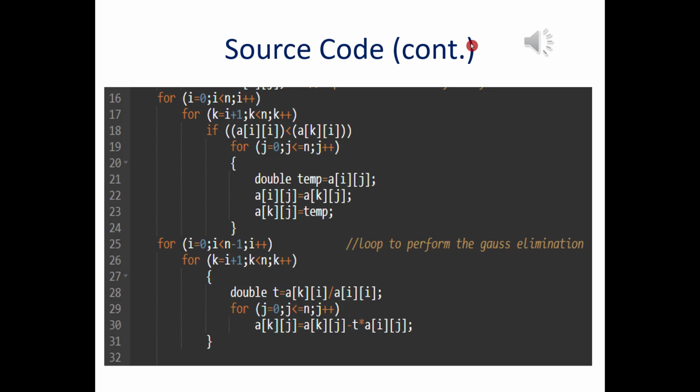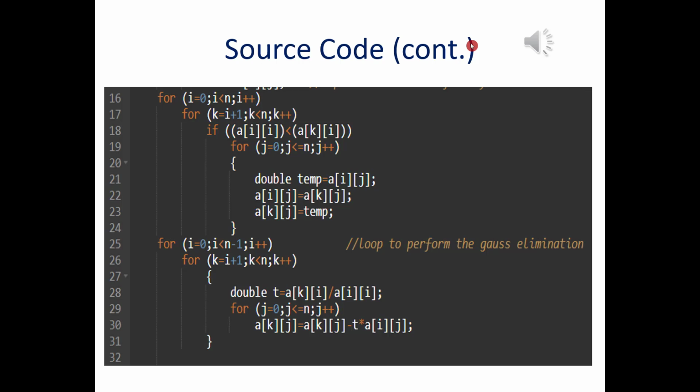The loop continues and at the end we'll get a rearranged matrix which is then used to perform the Gauss elimination. The next part, that is from line 25 to 31, is used to perform the Gaussian elimination to get the reduced row form. For i equal to 0, i less than n minus 1, i plus plus, and k is equal to i plus 1, that is from the next row onwards, k less than n, k plus plus.